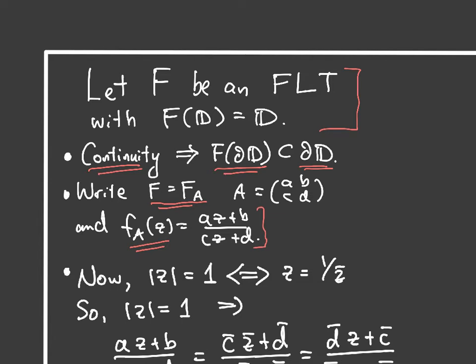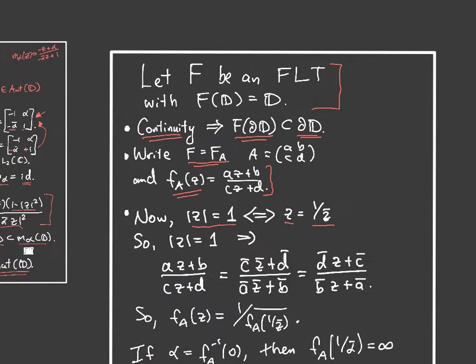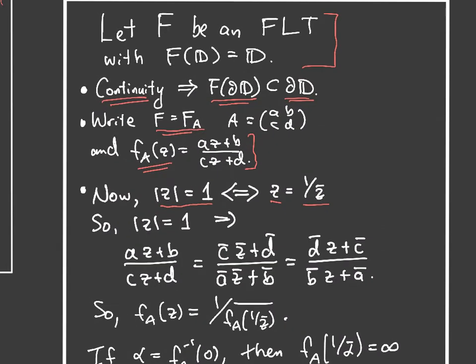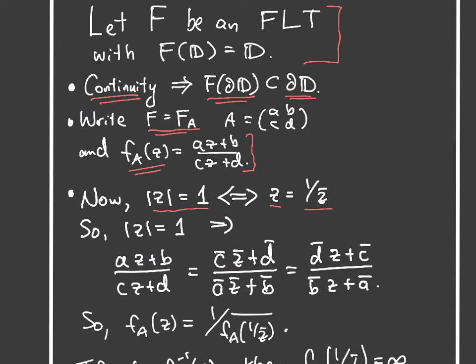Now, just a quick observation. Notice that a complex number has modulus 1 if and only if it's equal to 1 over its conjugate. So if we take a complex number z of modulus 1, then we're saying that f of z has modulus 1. And so when you plug such a point in, it equals 1 over its conjugate. That's what this expression is.